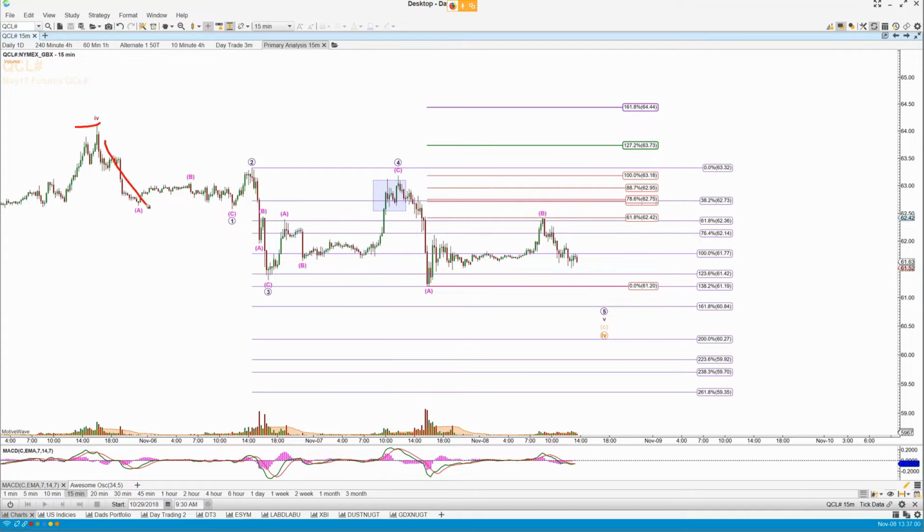Okay, let's come over and have a look at CL this morning. Just quickly on the 15-minute chart. So bear in mind, off this 4, everything's in ABCs for a diagonal. So there's the 4. We got down here yesterday.